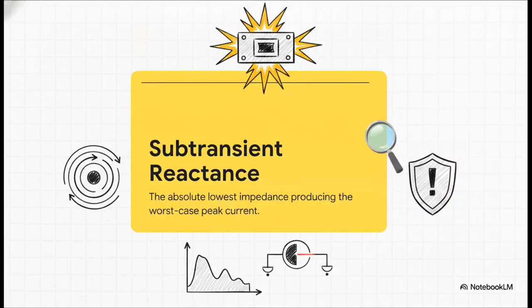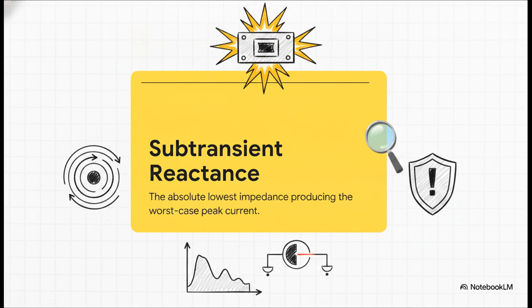Well, if you said sub-transient reactance X''D, you hit the nail right on the head. You absolutely must use the sub-transient reactance because it defines the absolute lowest impedance the machine will ever present, and that dictates the massive worst-case peak current. And think about it, when is the breaker asked to operate?